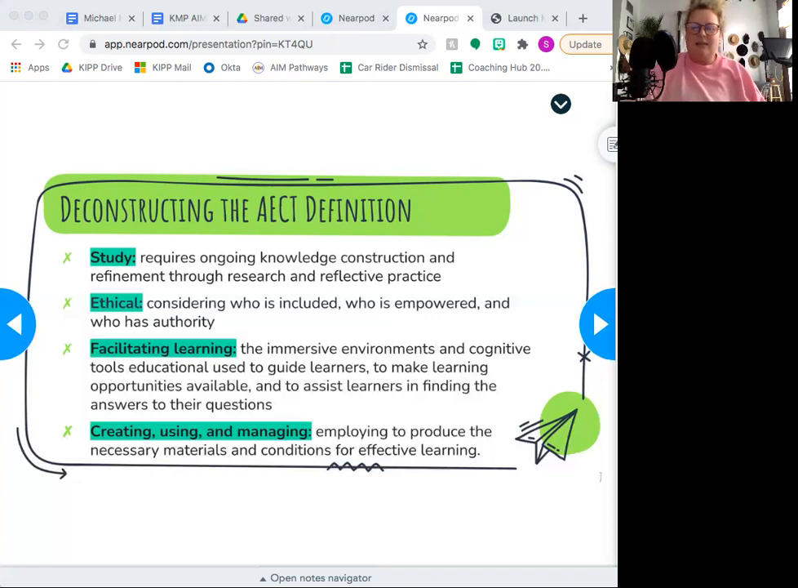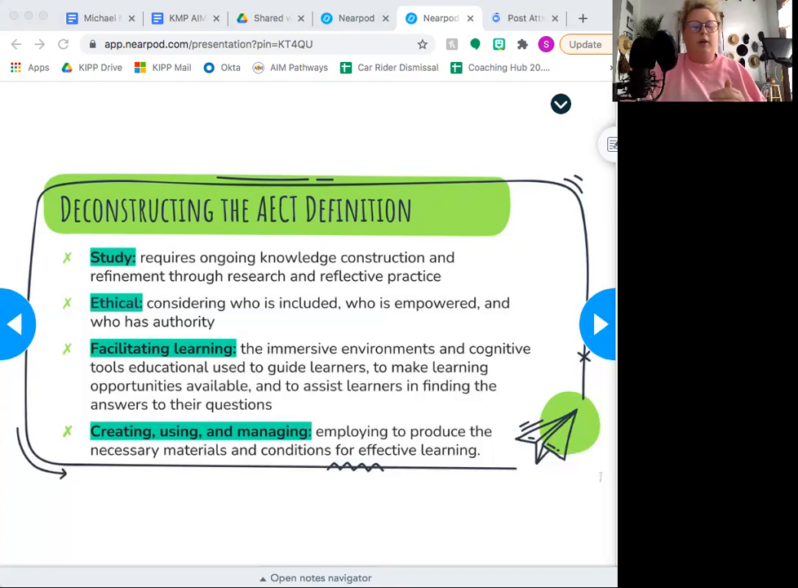The AECT builds onto this, emphasizing the need for educators to provide students with the immersive environments and cognitive tools educational technologists help design and use to guide learners and make learning opportunities available, and to assist learners in finding the answers to their questions.